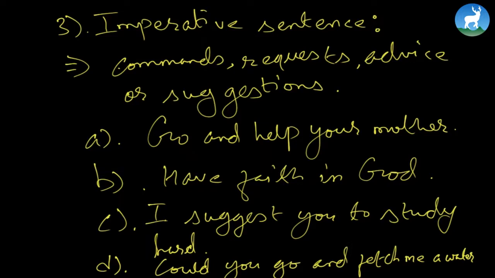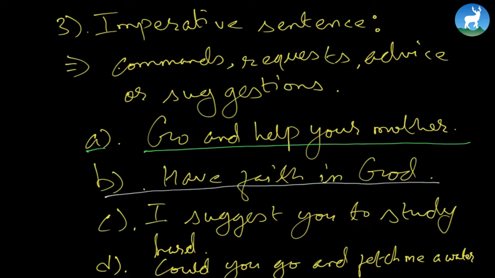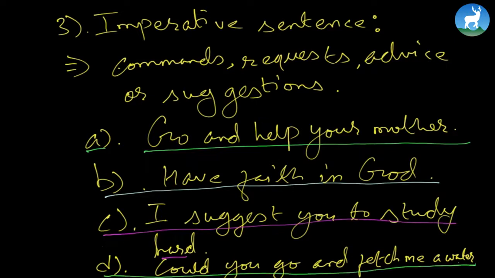Look at these 4 different sentences. Go and help your mother. We can understand this sentence as a command. Have faith in God. It's an advice. And we have, I suggest you to study hard. We can call it a direct suggestion. And finally, we have, could you go and fetch me a water? Which again deals with requests. So any sentences which express commands, requests, advice or suggestion are what we call imperative sentences.